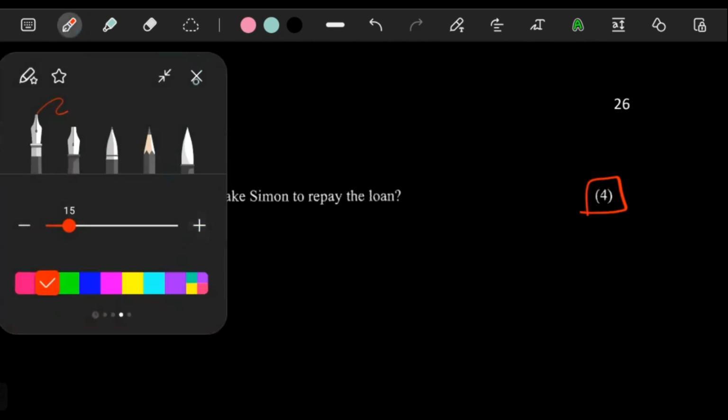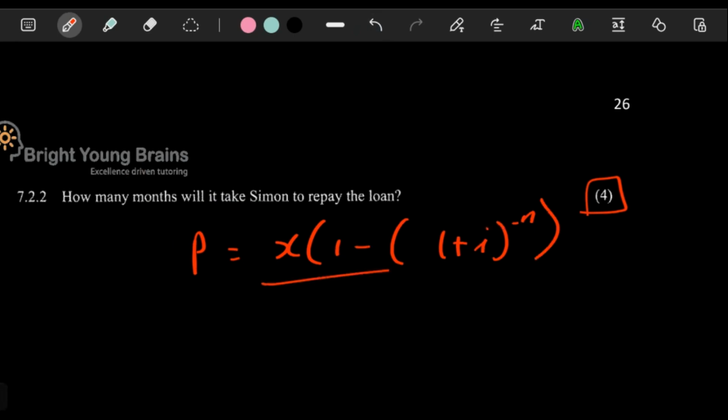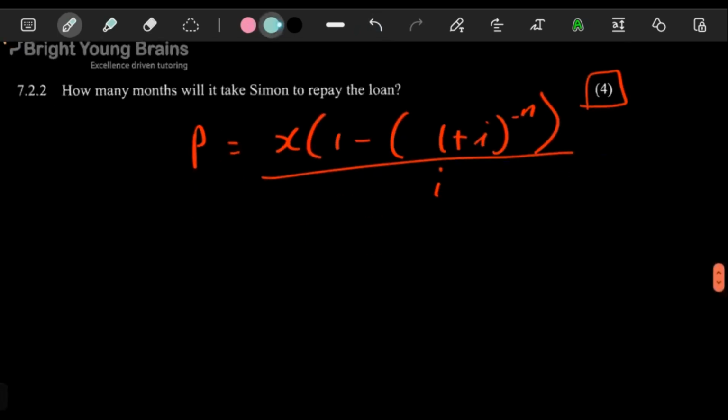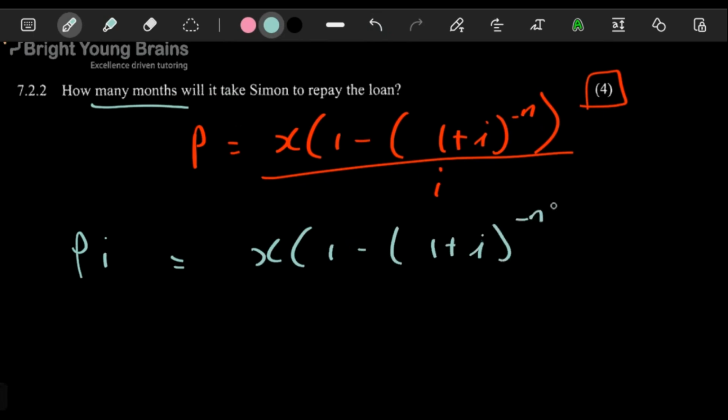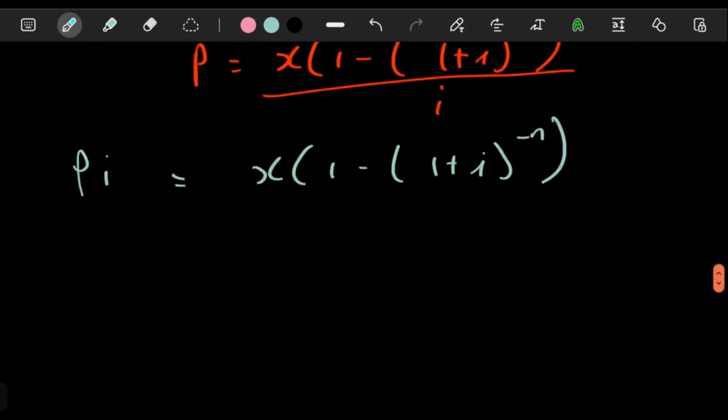So let's see here, how many months will it take to repay the loan? This is a normal P formula question. P equals x times 1 minus (1 plus i) to the power of negative n, the whole thing over i. If you're going to work out months, which is n, isolating n here, you can multiply by i on both sides first. You have P times i equals x times 1 minus (1 plus i) to the power of negative n. Then you're going to divide by x on both sides, which is P over x.